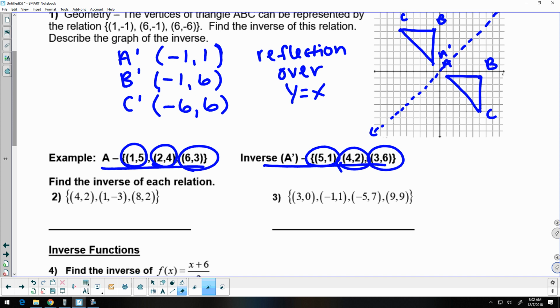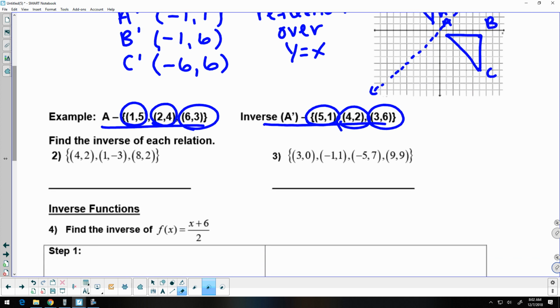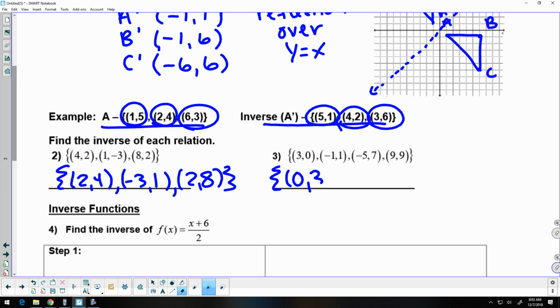Find the inverse of each relation for this next one. The inverse would just be (2, 4), switch them around, (-3, 1), and then (2, 8). And that's it. It's as easy as that. Just switch around the x's and y's. The next one, the inverse would be (0, 3), then (1, -1), and then (7, -5). And obviously, if you switch 9 and 9, it's still going to be (9, 9). All right, but that's your inverse. Just switch x and y.